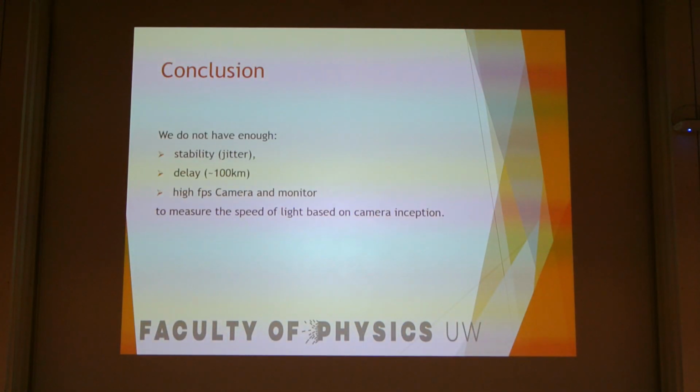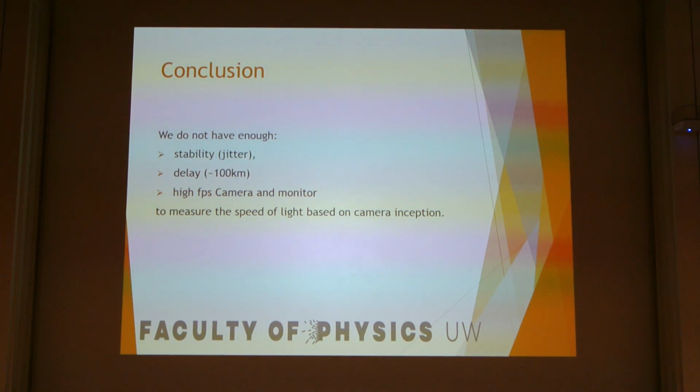So in conclusion, we don't have enough stability because we have jitter. We don't have enough delay, because even if we have jitter, we can deal with this with the delay. But the delay is about 100 kilometers. And we don't have a high frame rate camera and monitor either, because even if we have, let's say, a 100,000 frame rate camera, we don't have such a monitor.